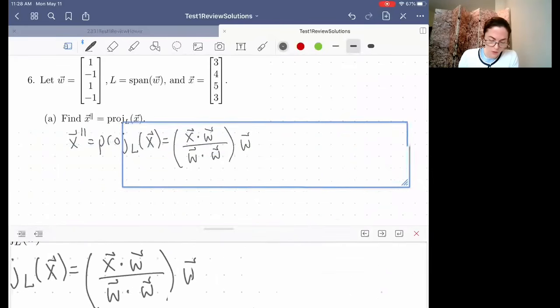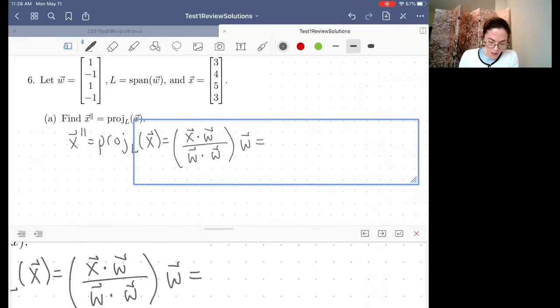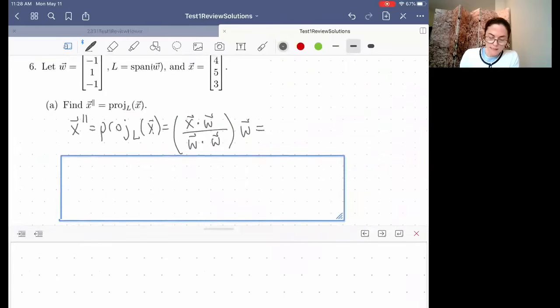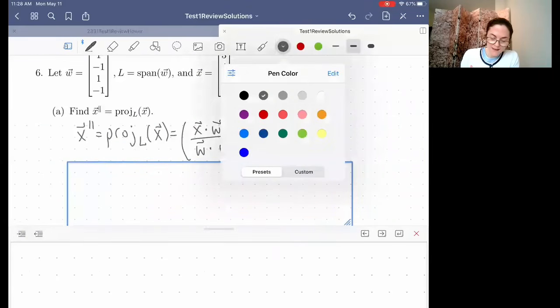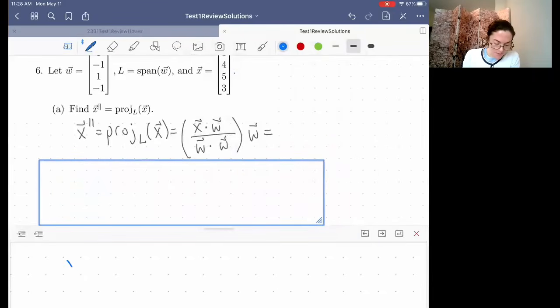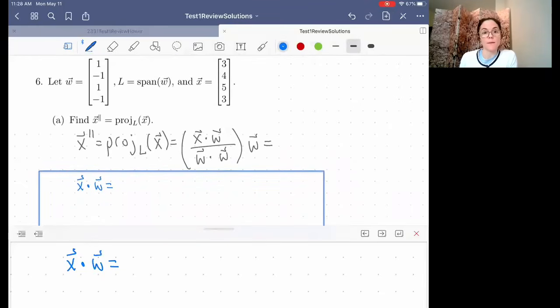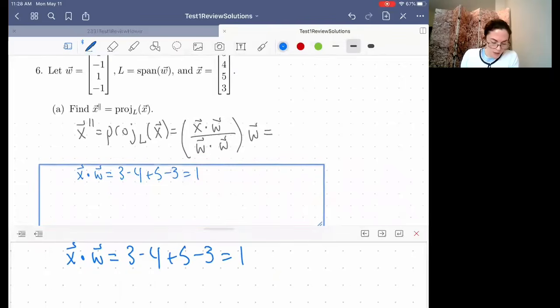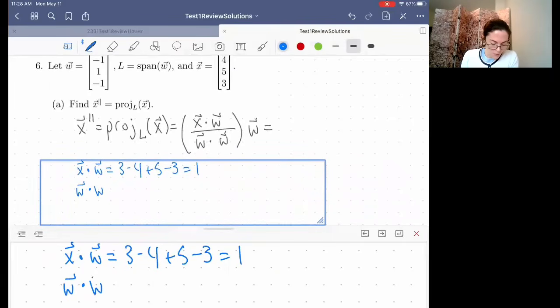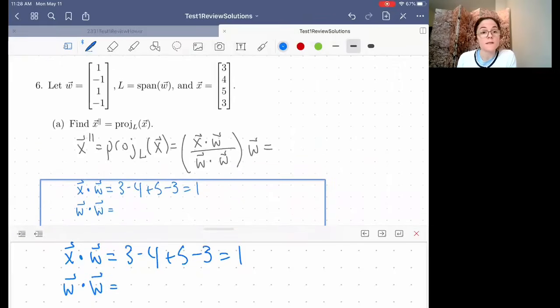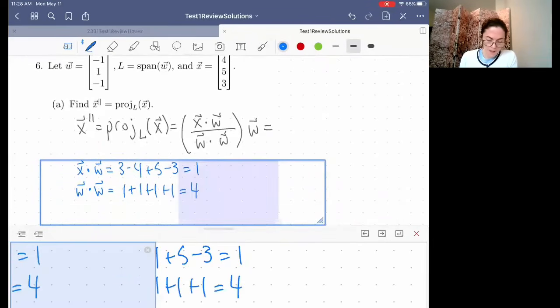Okay, so maybe I will come down here and do the side work in another color. So what is X dot W? Okay, we can see our vectors. Well, it's 3 minus 4 plus 5 minus 3, which is 1. And then W dot W is just, you look, it's 1 plus 1 plus 1 plus 1, which is 4. Okay, great.